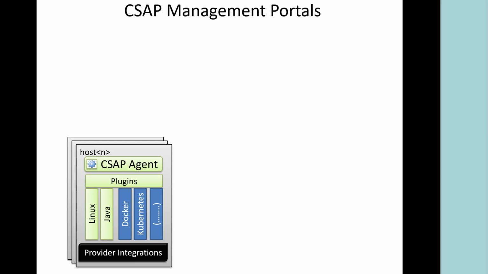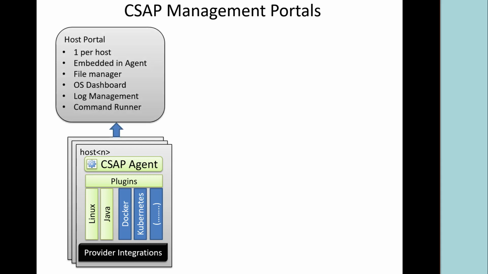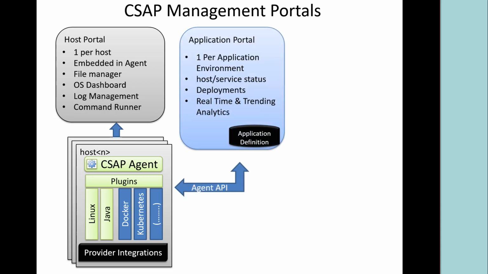CSAP management portals enable teams to define, operate, and manage their application across all life cycles and environments. The host portal is embedded in the CSAP agent installed on every host. The application portal provides a per environment view of the application. This includes environment deployments, alerting, auditing, trending, and much more.